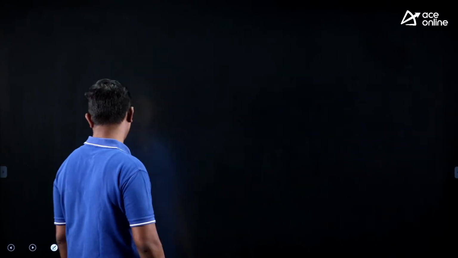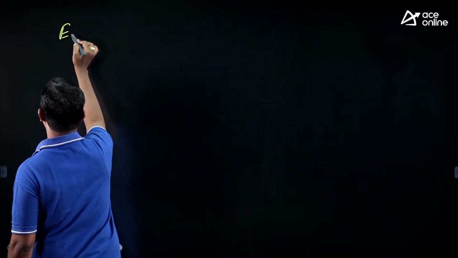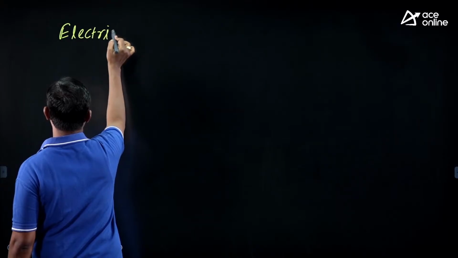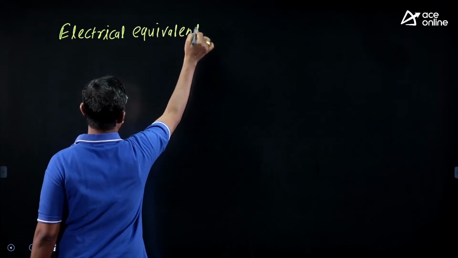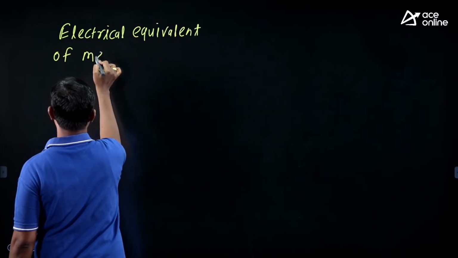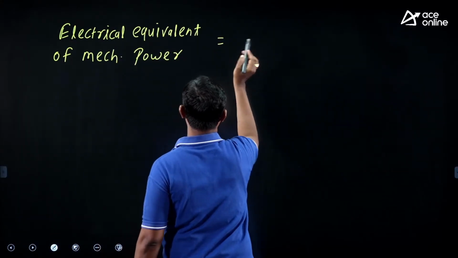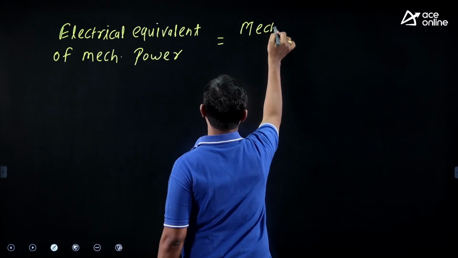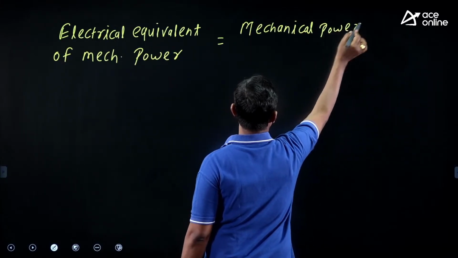Also, we know the electrical equivalent of mechanical power developed by the motor and the actual mechanical power output of the motor are both equal. Recall the expression: electrical equivalent of mechanical power developed by motor is equal to mechanical power output.